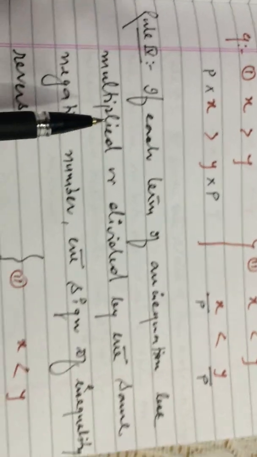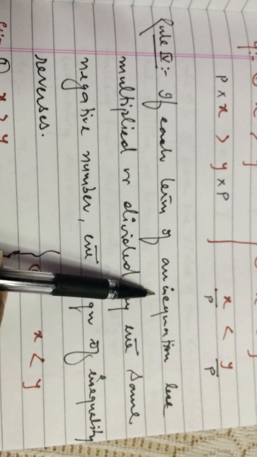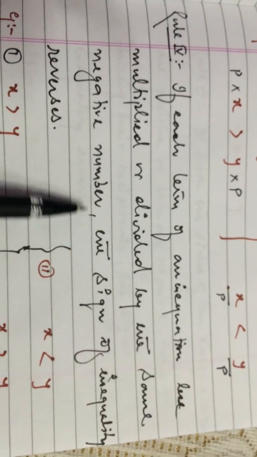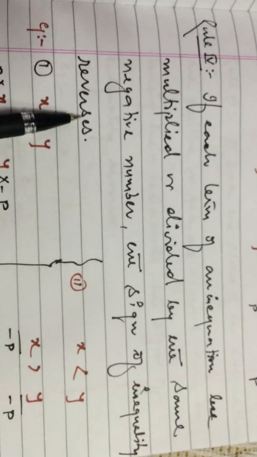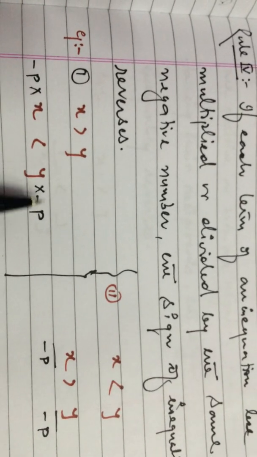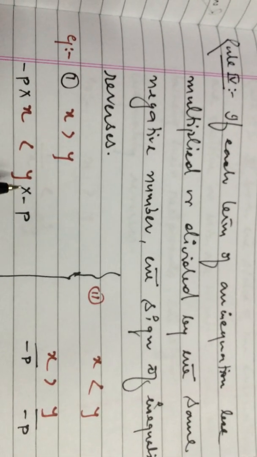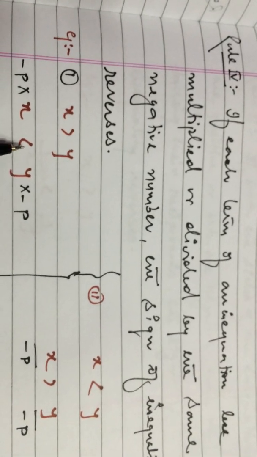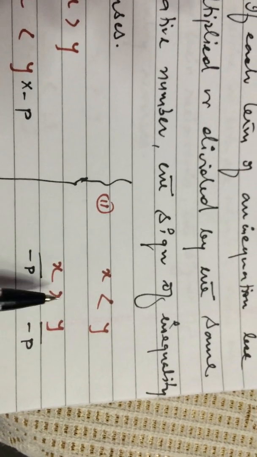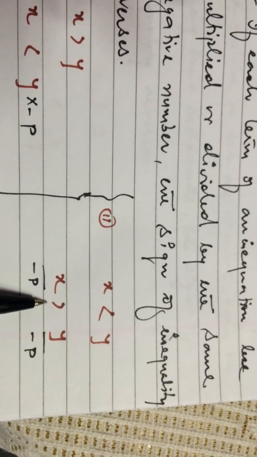Now see rule number 4. If each term of an inequation is multiplied or divided by the same negative number, the sign of the inequality reverses. For example, x is greater than y, both sides are multiplied by minus p. Now see the sign: here greater and here less. If both sides are multiplied by the same negative number, the sign of the inequality reverses. Similarly, in case of division also, if x is less than y and both sides are divided by the same negative number, the sign of the inequality reverses.